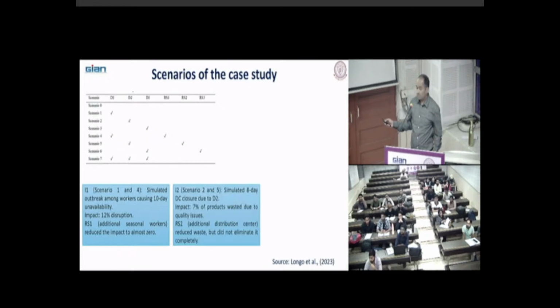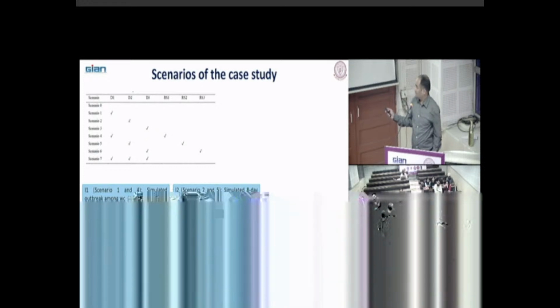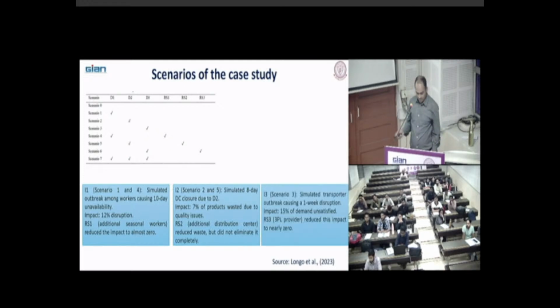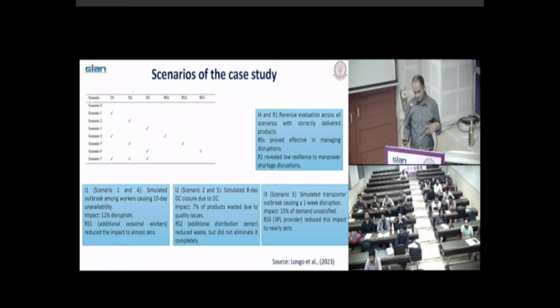Second one, scenarios 2 and 5, DC closure. The impact was 7% of products wasted due to quality issues. They had activated the additional DC but did not eliminate it completely. They didn't come back to the original position. They activated the DC but did not come back to their original profit revenue. Third one is scenario 3. Simulated transporter outbreak causing 1 week disruption, affecting 15% of demand unsatisfied. They reduced this impact to nearly zero when they went to the third party logistics provider.